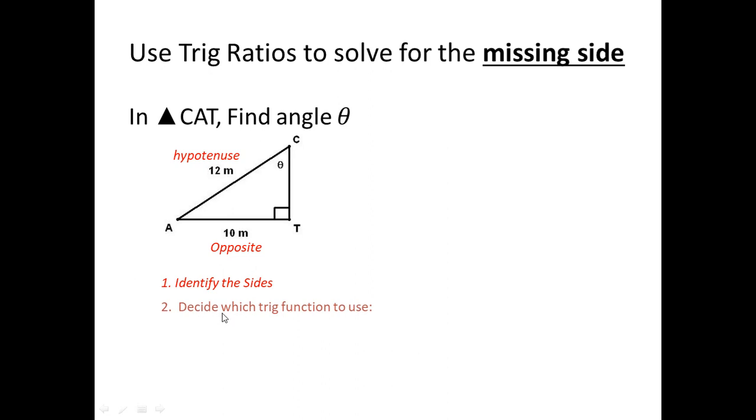We're going to decide which trig function to use. We have sine, cosine, and tangent. Sine involves both the opposite and the hypotenuse. So now I'm going to substitute it into the equation and solve for the angle.